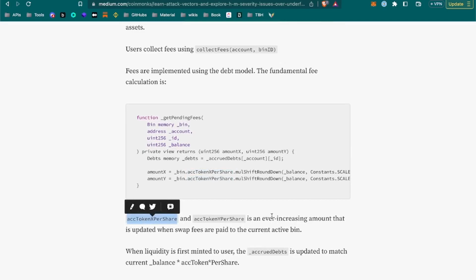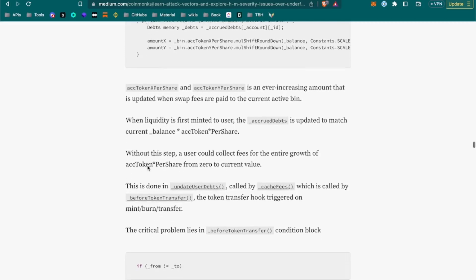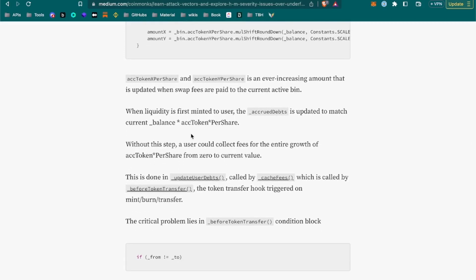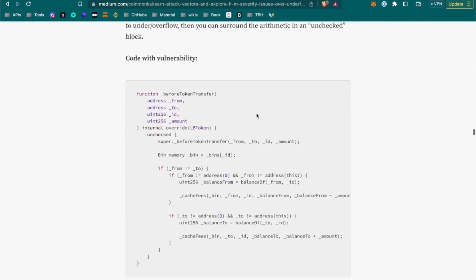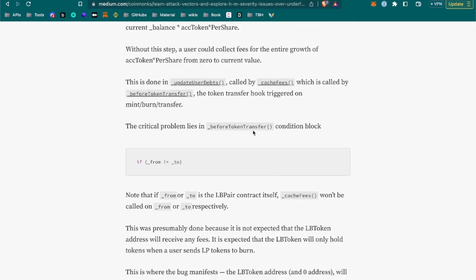Here we are mentioning them. They are always increasing, right? And it's okay. It's an ever increasing amount that is updated when swap fees are paid to the current active bin. There is quite some logic being explained here, so it's basically explaining how it's used and where. It says that it's calling cache fees. Cache fees was used in this function on top. And let's continue forward and focus here.